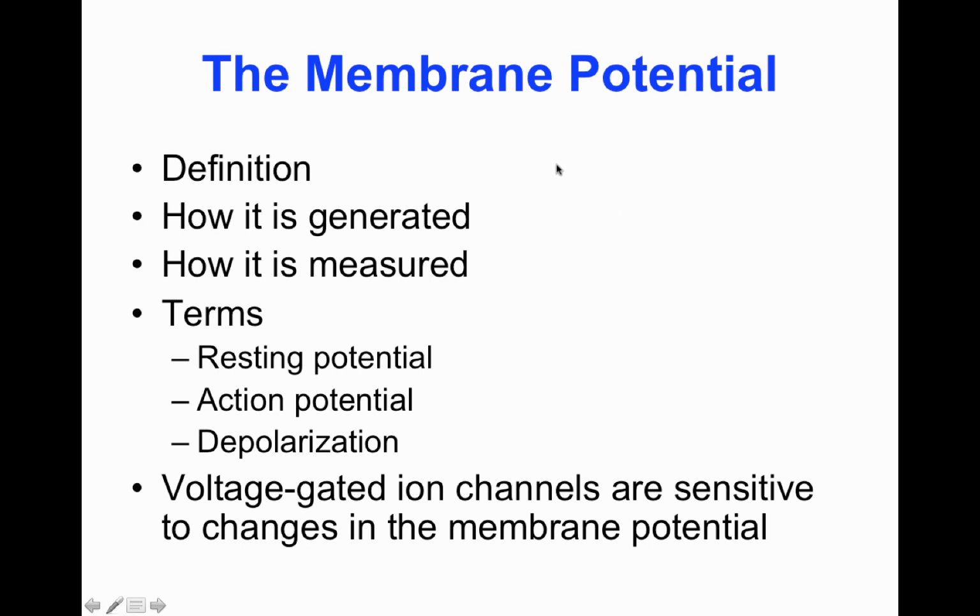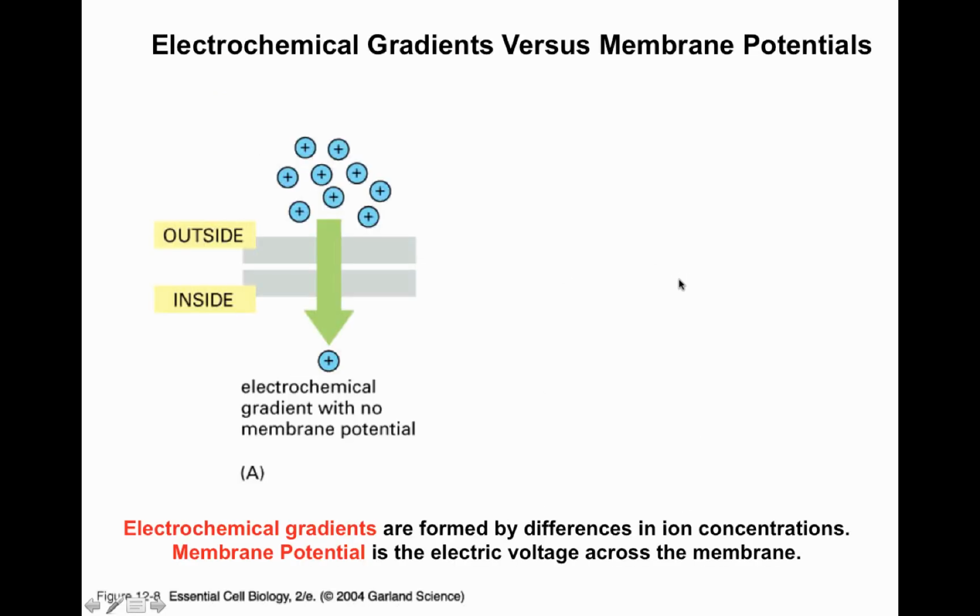So what we're going to look at is the definition of the membrane potential, how the membrane potential is generated, how it is measured, and then look at the particular terms that are important to understand these principles: the resting potential, the action potential, and depolarization. And we're going to see that the effect of voltage-gated ion channels are going to be the ones that, once open, are going to induce changes in membrane potential.